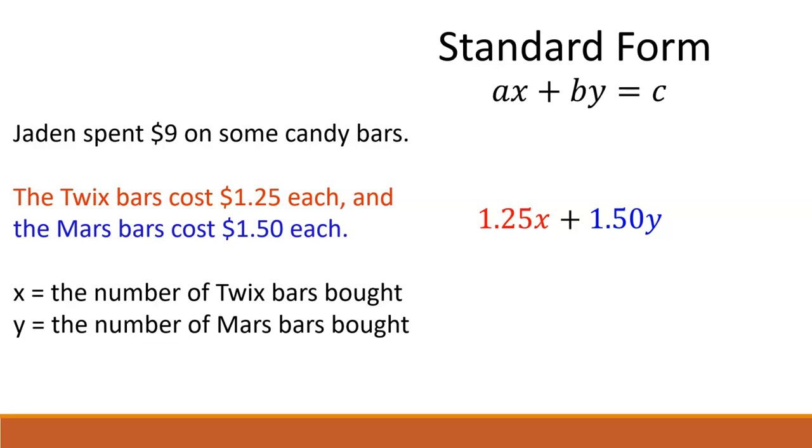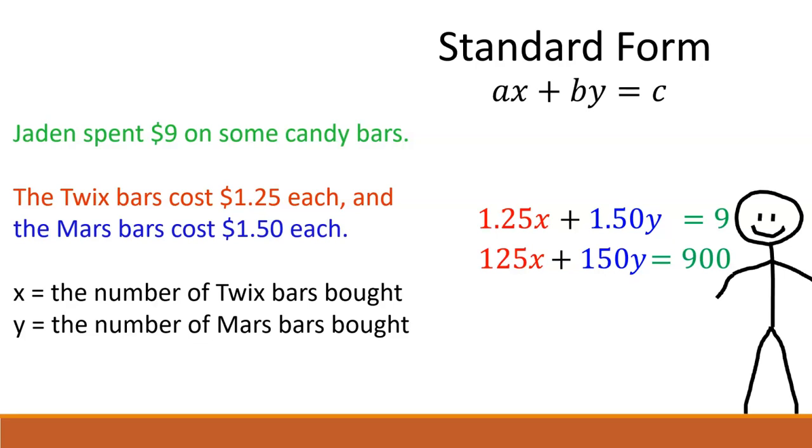Now, if you put the cost of the Twix bars and the cost of the Mars bars together, you get the total spent on the candy bars, which is $9. So there you have it. We've got an equation almost written in standard form. Let's multiply everything by 100, and now we've got an equation written in standard form. So can you see that standard form is what makes sense for this particular problem? Yes, so you just have to think about what's the information you're given and what form of the equation makes sense for that particular set of information.